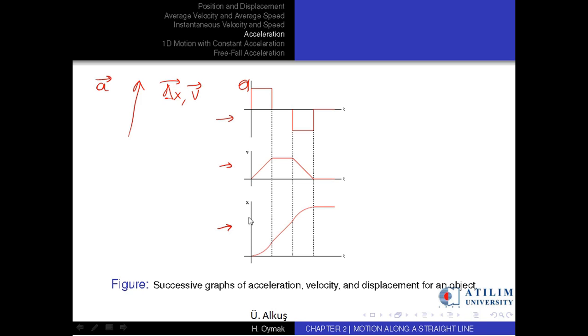You should note how the velocity curve is obtained from the displacement curve and the acceleration curve from the velocity curve, or vice versa. The velocity curve can be obtained from the acceleration curve, and the displacement curve can be obtained from the velocity curve.